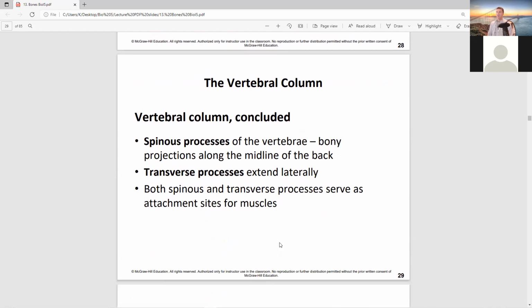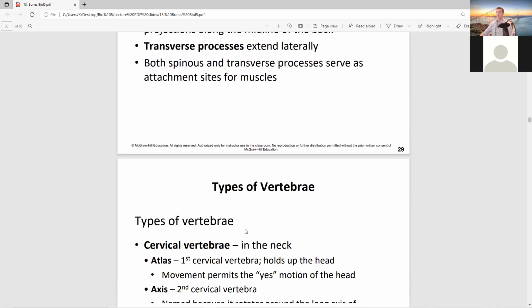The spinous process of the vertebra, the bony projections along the midline of the back. The transverse processes extend laterally. Both spinous and transverse processes serve as attachment sites for muscles.